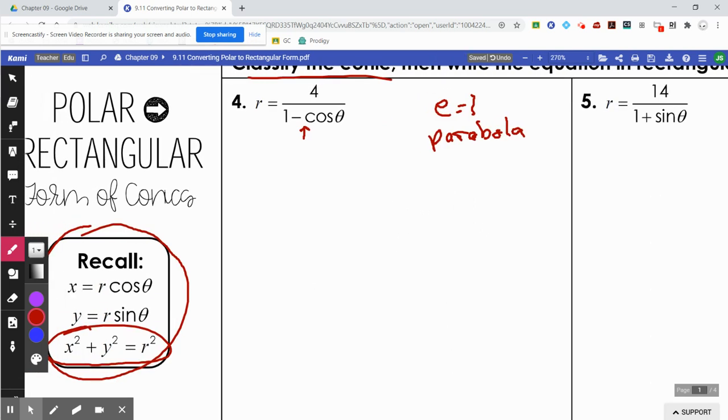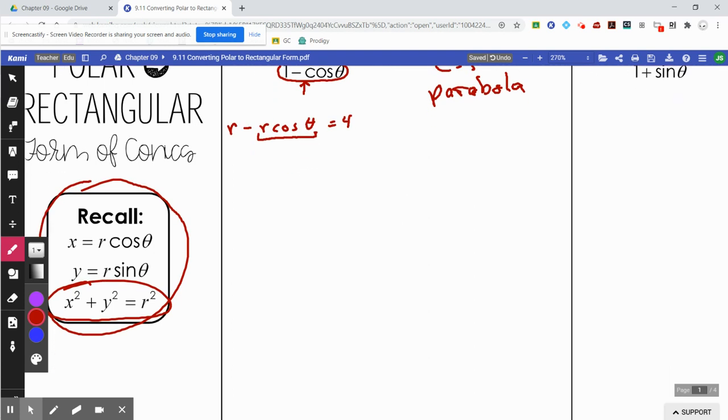Here's what you can do. Go ahead and move this bottom up to the other side by multiplying. And I'm going to distribute by that r when I do that. I'm going to get r minus r cosine theta, which looks familiar, is equal to 4. Now, anytime you have an r cosine theta or an r sine theta, again, we can use this over here and we can replace that. So I now have r minus x is equal to 4.